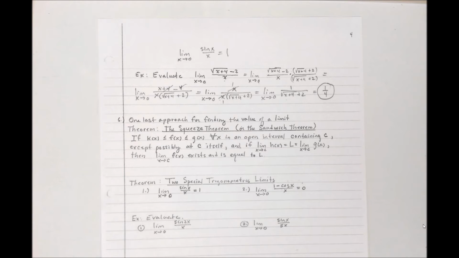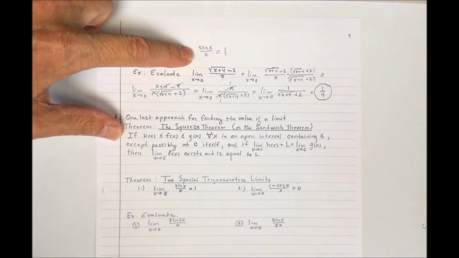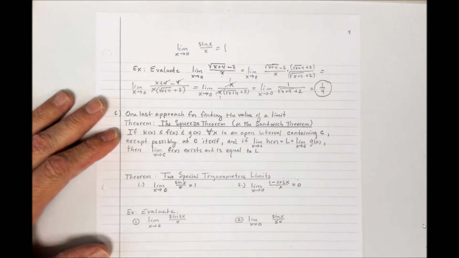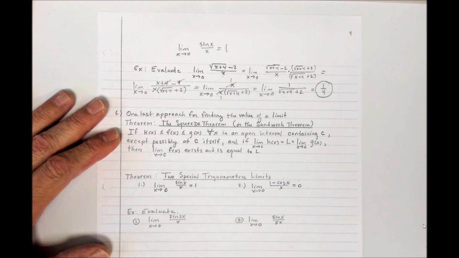So what I'm going to do here is make mention of what we call the Squeeze Theorem, or the Sandwich Theorem, which is the theorem that is used to show that this limit here does indeed exist and is equal to 1. All right, the Squeeze Theorem, which I don't think will pop up on the AP test, but you never know. So it's worthwhile to make note of it.